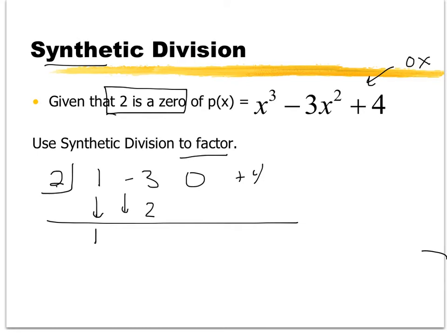And remember, I add. Let me use a different color here. Drop down the first one, and I'm going to add these terms together. So negative 3 plus 2 is negative 1.